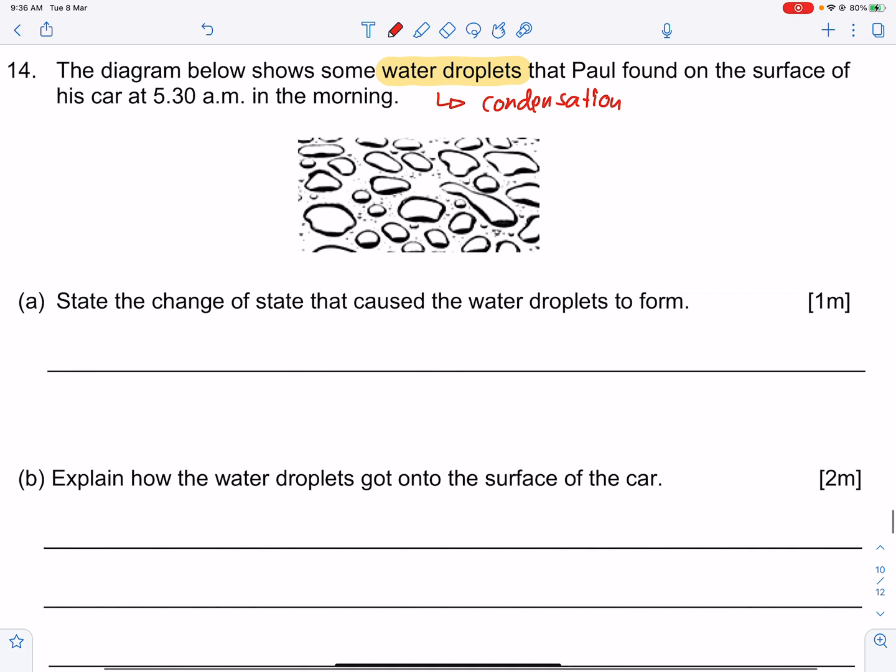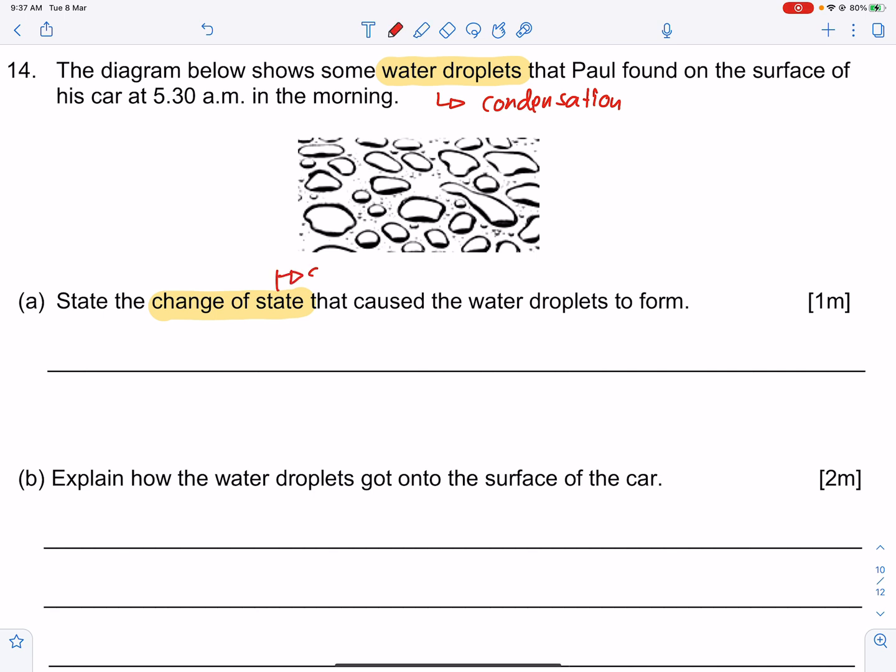So, let's move on. State the change of state. Now, this is a very problematic question. A lot of students have not answered this question or have misread this question. Instead of telling me the change of state, students have instead told me the process, which is condensation. No.